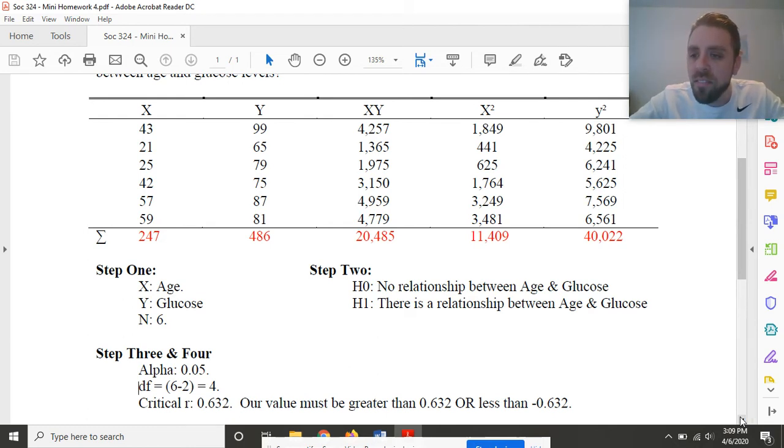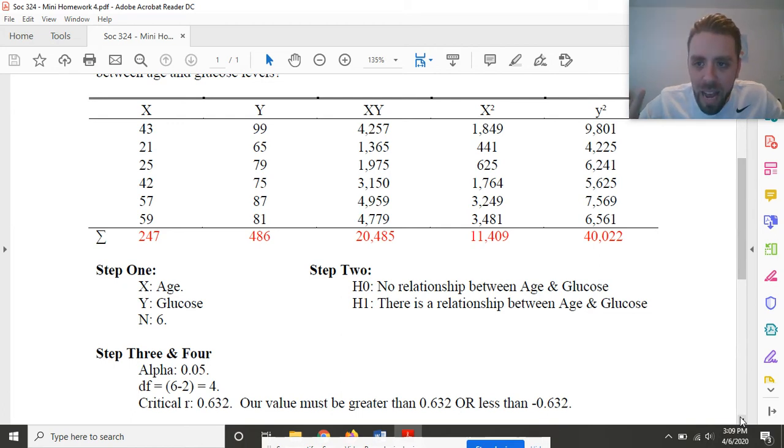Now, you probably didn't find that on your critical value sheet, but the critical R that you should be using is whatever the closest one to it that you see on this table. So I chose the critical R of 0.632. Because you haven't been asked if an increase in X leads to an increase in Y or a decrease in Y, I am going to set my critical value to be positive or negative.